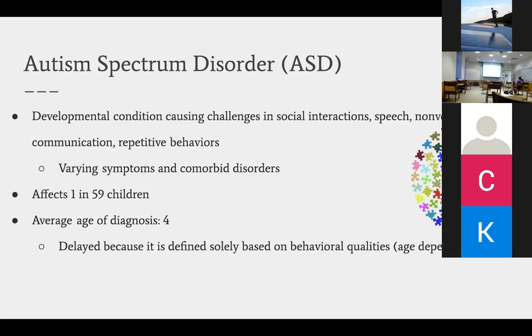But there are a lot of varying presentations. Again, it's on a spectrum, so there are different severities as well. And there are a lot of comorbid disorders that come along with the disorder as well. This affects 1 in 59 children, and the average age of diagnosis for autism is around 4, and it's very delayed because it's defined on behavioral qualities that are age dependent and aren't really seen until the kid gets a little bit older. So that will play into some of the reflection here, but that's autism.